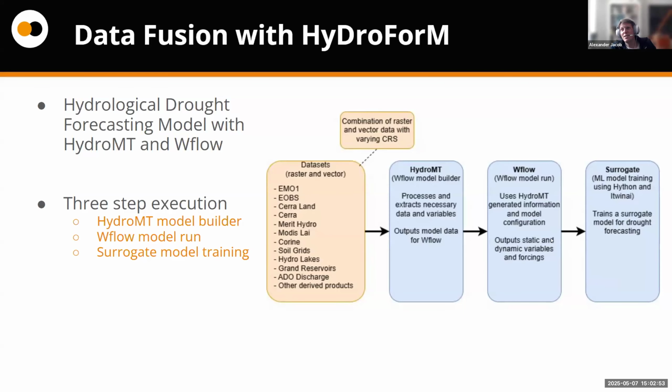There are many different data sets that are involved in this processing. So we need to make sure that all of these different data sets can be aligned and fed to the models in order to do the analysis of the drought model.